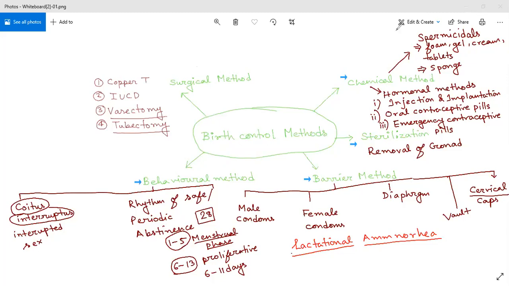So, that's all about this birth control method. After this, we are going to have a look into the different methods that are described in your textbook. Let's have a look into the part of the textbook which describes this.